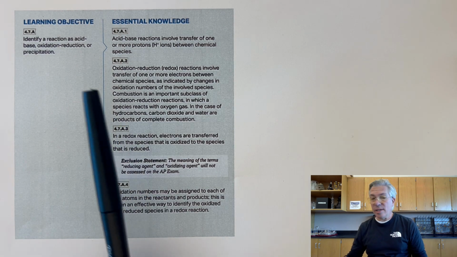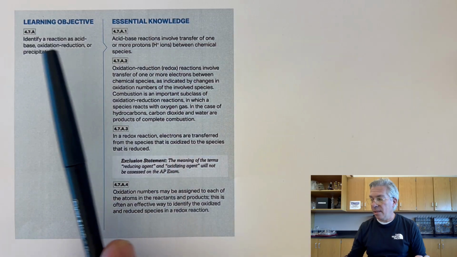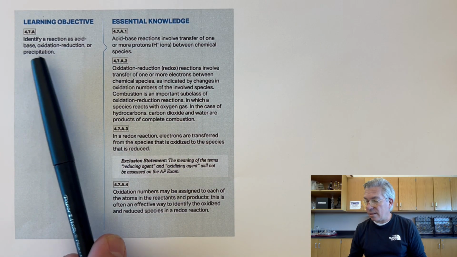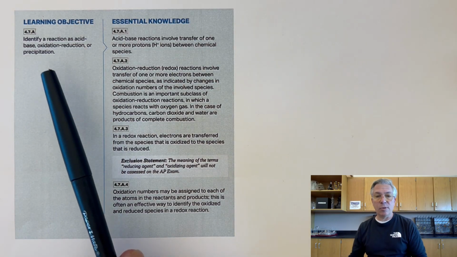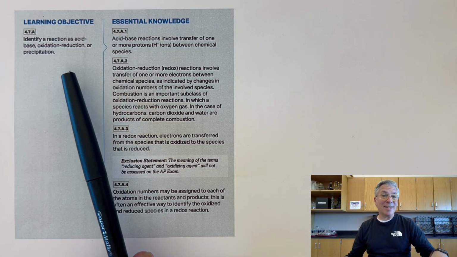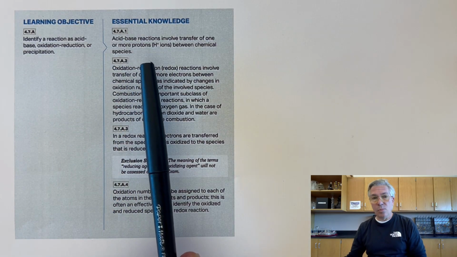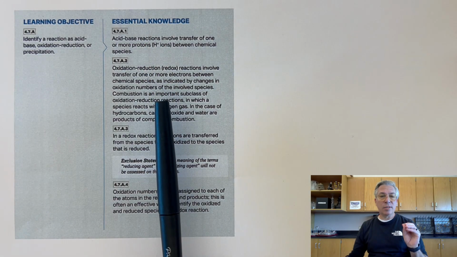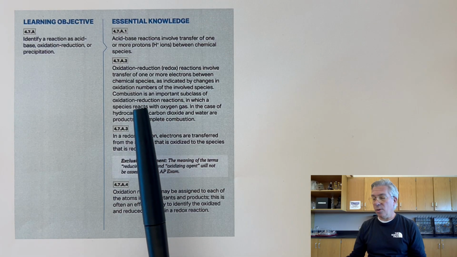Let's start, as we often do, by taking a look at the learning objective and the essential knowledge statements. First, the learning objective says identify a reaction as acid-base, oxidation, reduction, or precipitation. Please note that earlier in Unit 4, we spent some time with precipitation reactions and net ionic equations, and later in Unit 4, there are more detailed sections on acid-base and redox. In this section, we're simply focusing on identifying which one is which and which one is being communicated to us.